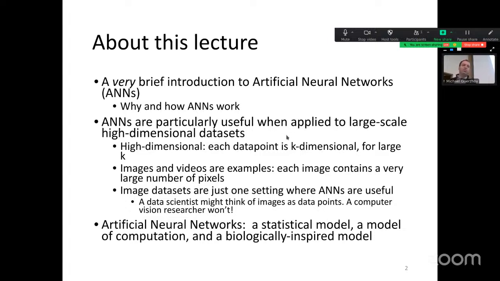Useful means that you want to input this high-dimensional input and get something useful out of it, for example, what's in the image, or what's the answer to this question. So I want to talk about neural networks as a statistical model, and we'll talk about what that means. And also as what we would call a model of computation, which is a way to describe how computation happens.